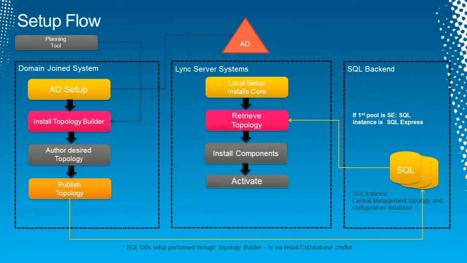Let's go back. So activation. What the activation does here is basically we go out and set up the appropriate groups. We add the computer account to a group in Active Directory. We basically enable you to function as a front end.